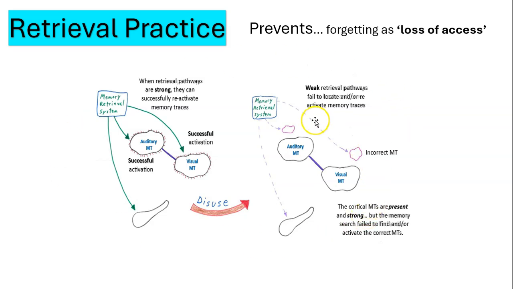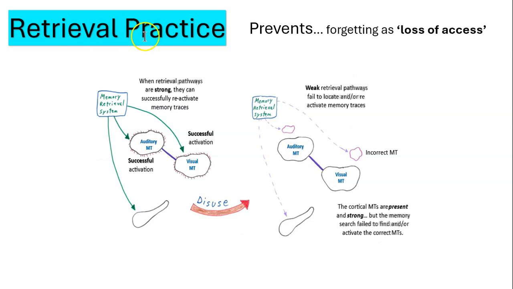In a previous lesson, we used this diagram to illustrate one important kind of forgetting as loss of access. On the left, we have some strong cortical memory traces and some strong retrieval pathways. This person can quickly and reliably reactivate the stored information. But if they don't retrieve that information for a long period of time, we call that disuse, then what can happen is that while the cortical memory traces are still there and strong, our search system can lose access to it. It can't find those memory traces. And the effect is that we will fail to retrieve the information. We will have forgotten. But the memory traces are there, but the search system can't locate them.